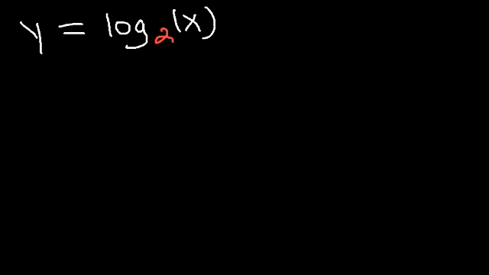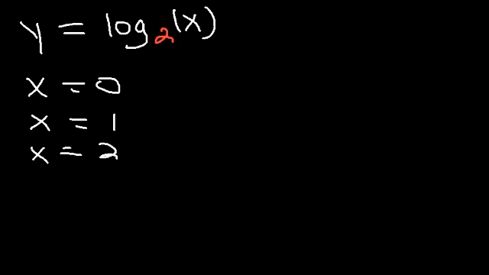Now there's a process that if you use it, it's going to make graphing logarithmic functions very easy. The first thing you want to do, whatever's on the inside, you want to set it equal to three things. You want to set it equal to 0, to 1, and to whatever the base is. In this case, the base is 2. And you want to make a table.